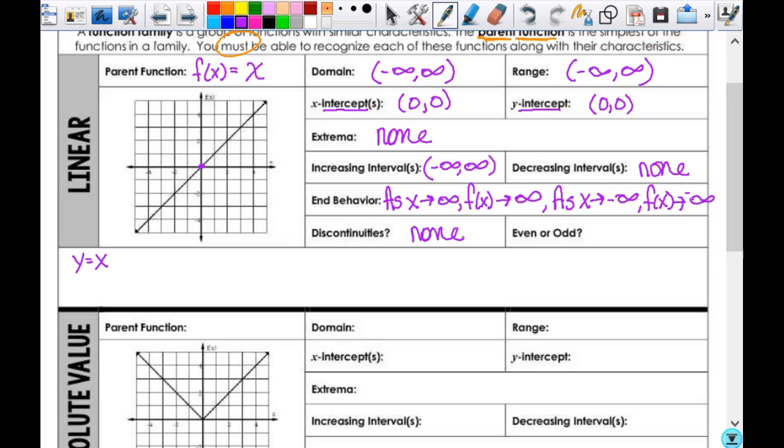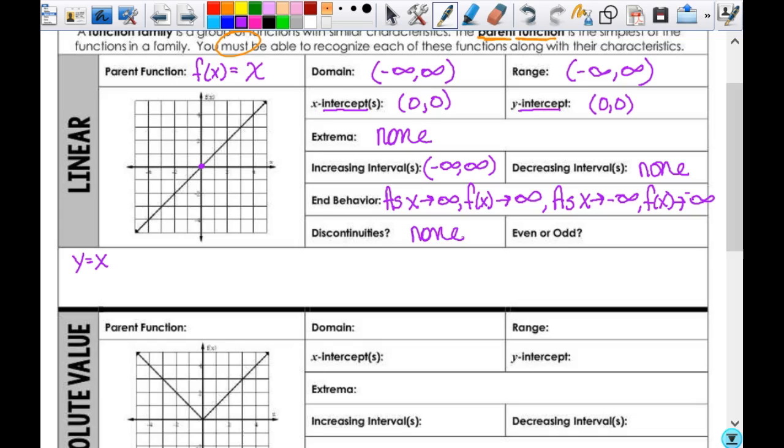Two ways we can look at it, right? We can look at it visually. If I visually want to figure out if it's odd, it has to have what kind of symmetry? Origin symmetry. If I rotate that 180 degrees about the origin, is it going to look the same? Yep, sure is. If you're unsure, turn your paper upside down.